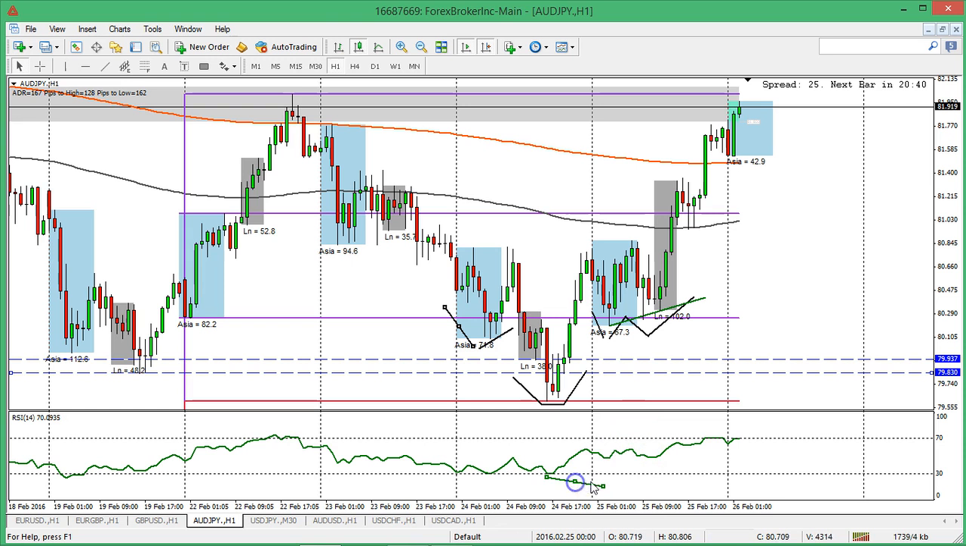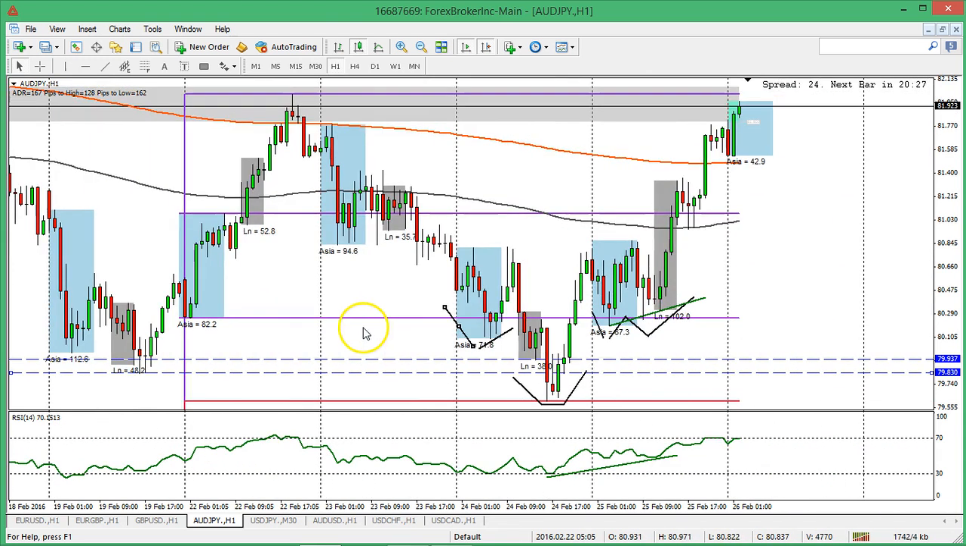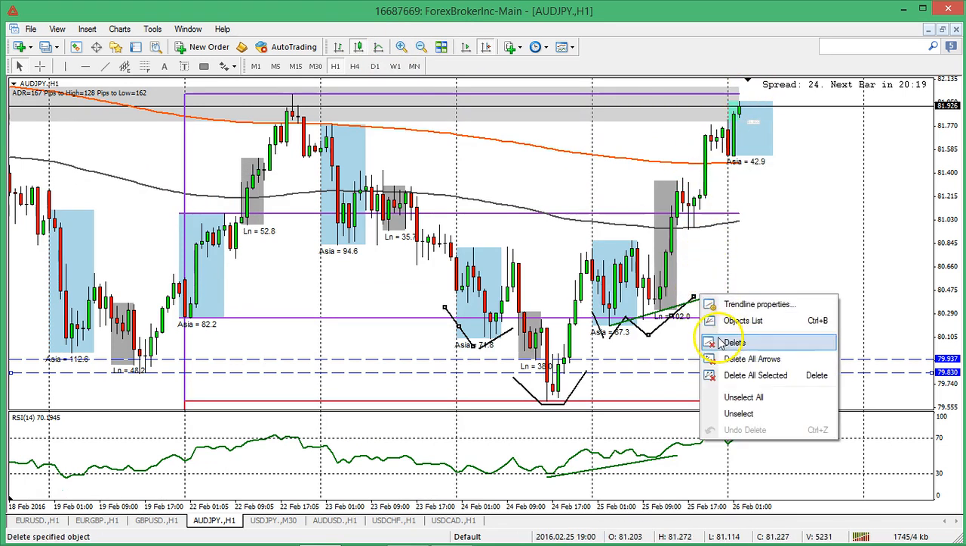Yeah, and our RSI line really from the low of the week, it's been rising. So that's why you're gonna be looking for reversal patterns to the upside. So on this trend, I would not sell. I'm looking for buys all the way up.